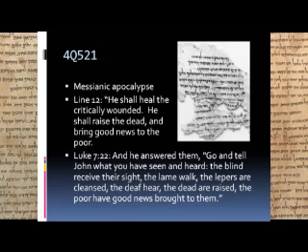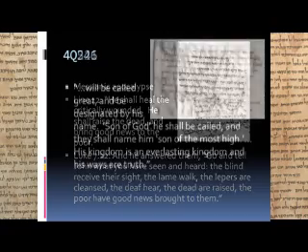In Luke chapter 7, Jesus answers the followers of John the Baptist, "Go and tell John what you have seen and heard. The blind receive their sight, the lame walk, the lepers are cleansed, the deaf hear, the dead are raised, and the poor have good news brought to them." The expectations are similar, but in the case of Jesus, it's a reality, not something hoped for.